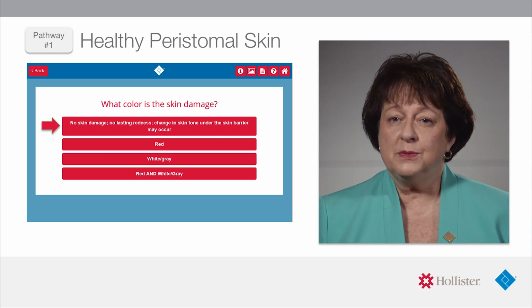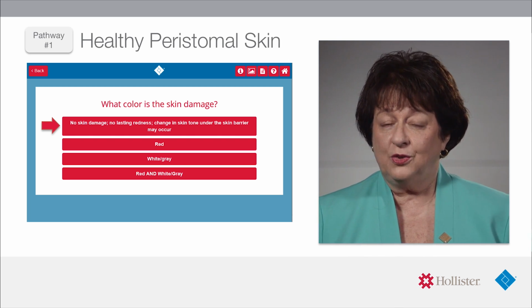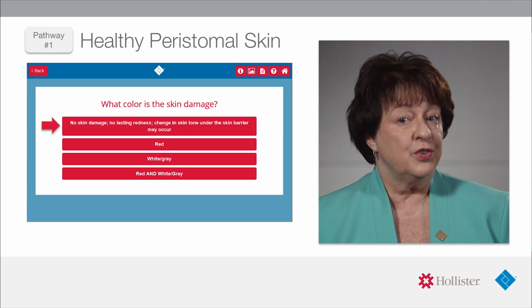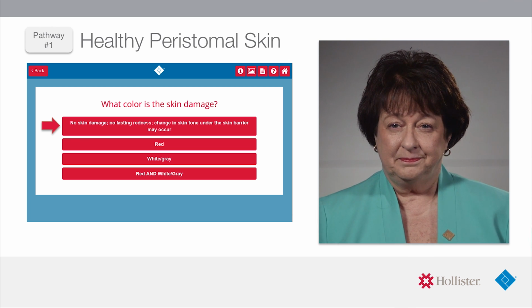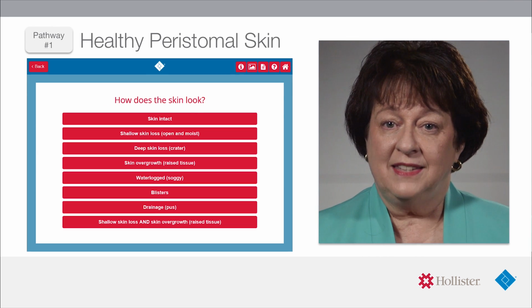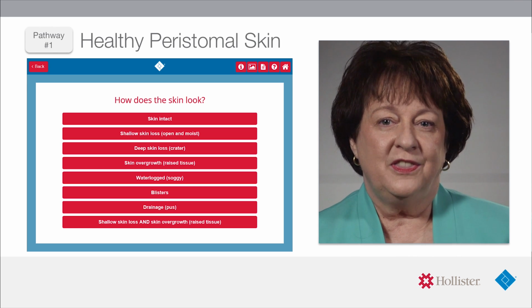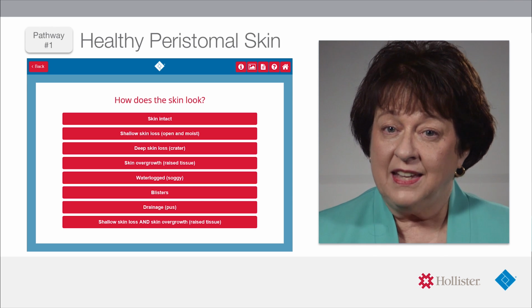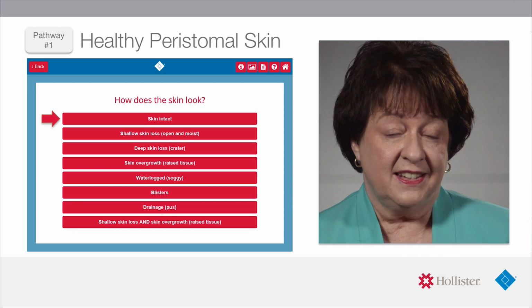You will note that the response does specify that it is okay if there is a change in skin tone under the skin barrier, because this is something commonly found for some people living with a stoma who have healthy peristomal skin. The next question we will be asked is, how does the skin look? You will see here that there are several options from which to choose. In this case, we will choose the first option, that the skin is intact.